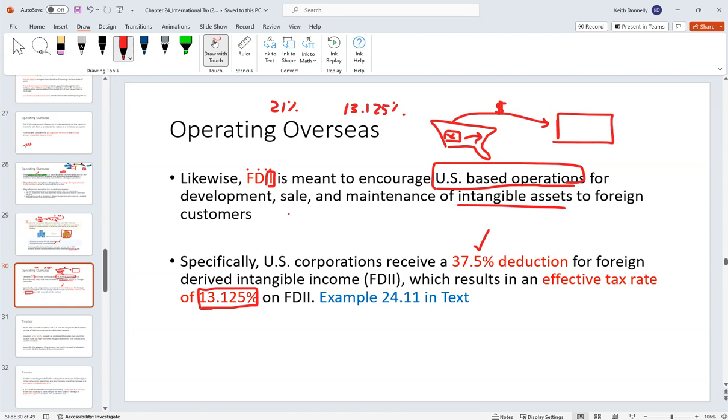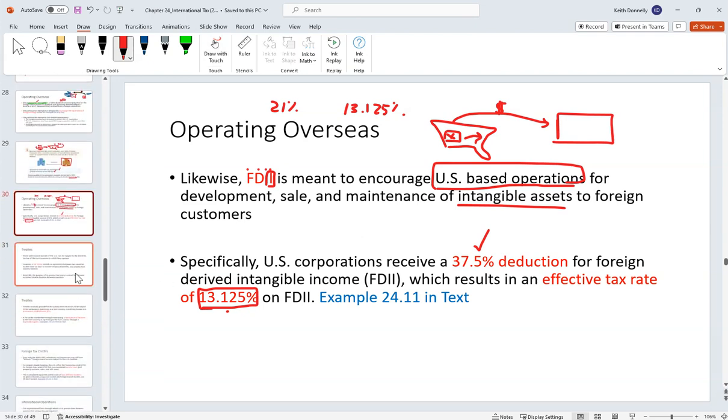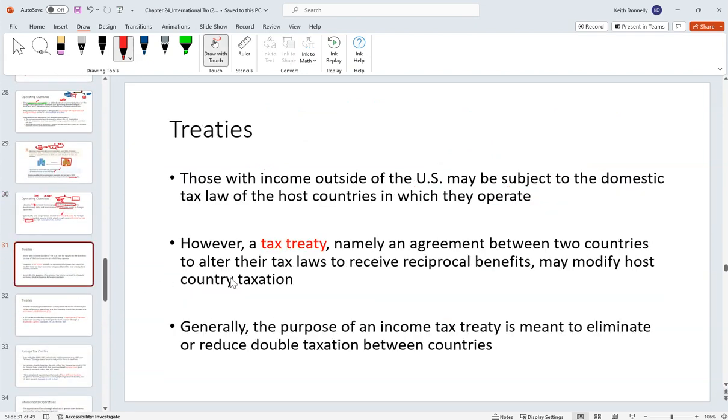To encourage that from a policy perspective, we're going to let you effectively pay a lower tax rate, 13.125%. How we get you there is that effective tax rate is a 37.5% deduction. Okay, we'll run through the slides, then we'll look at the Excel problems for this after we build it out. All right, tax treaties.